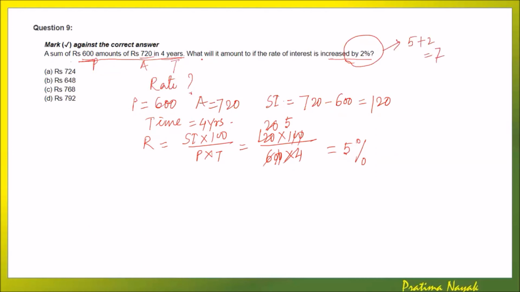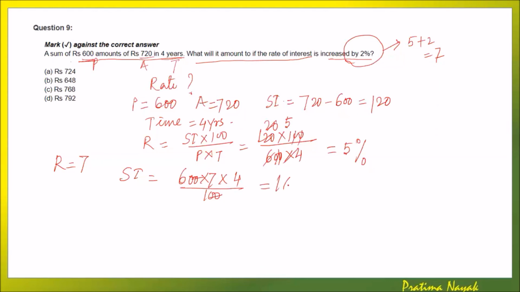What amount will it be? What will it amount to if the rate of interest is increased by 2%? If the rate of interest is 7 in place of your 5, what should the amount be? So we can get simple interest now. Simple interest will be how much? 600 into 7 into 4 by 100. How much will it be?